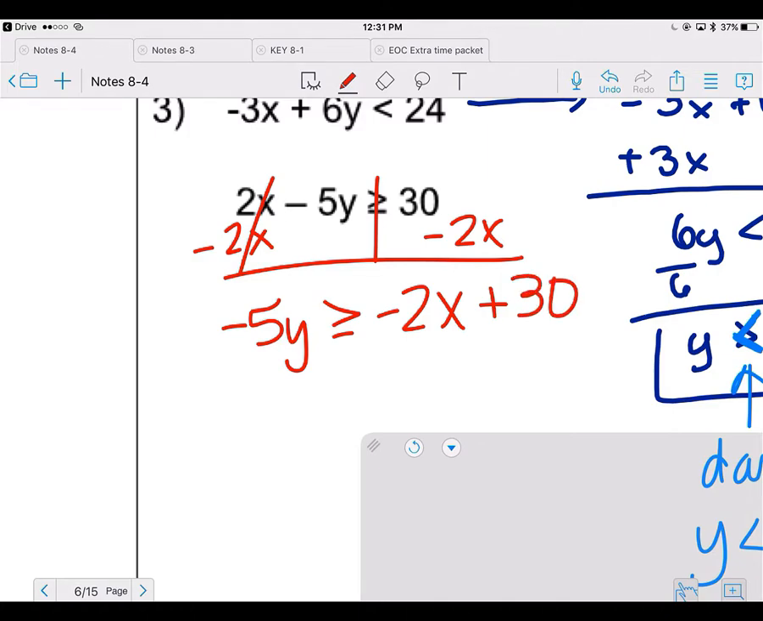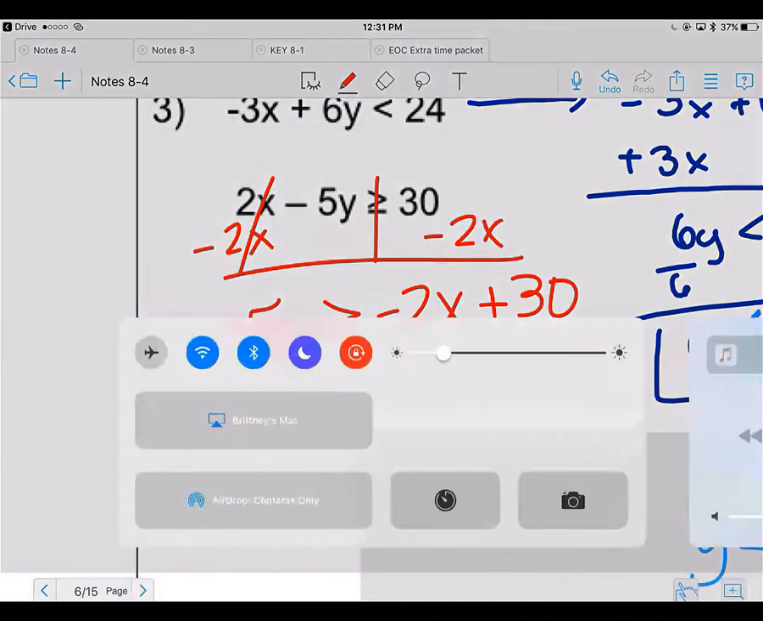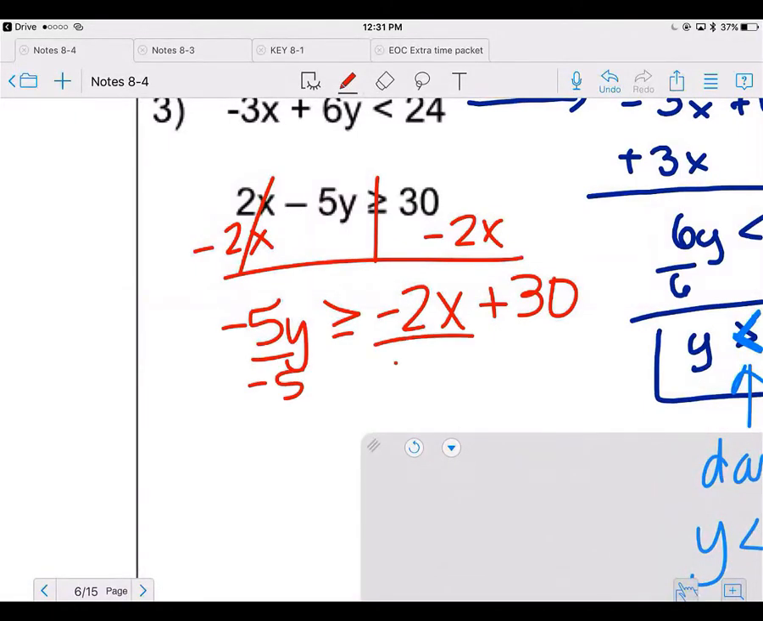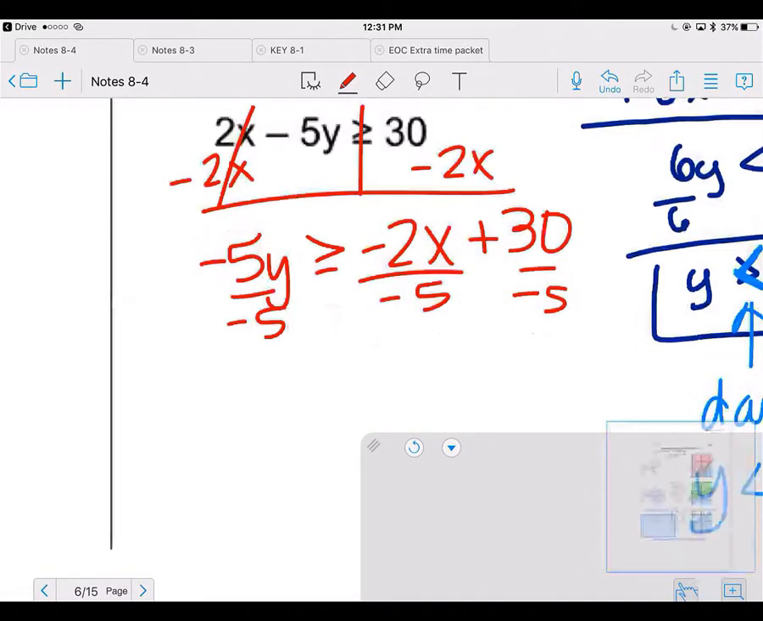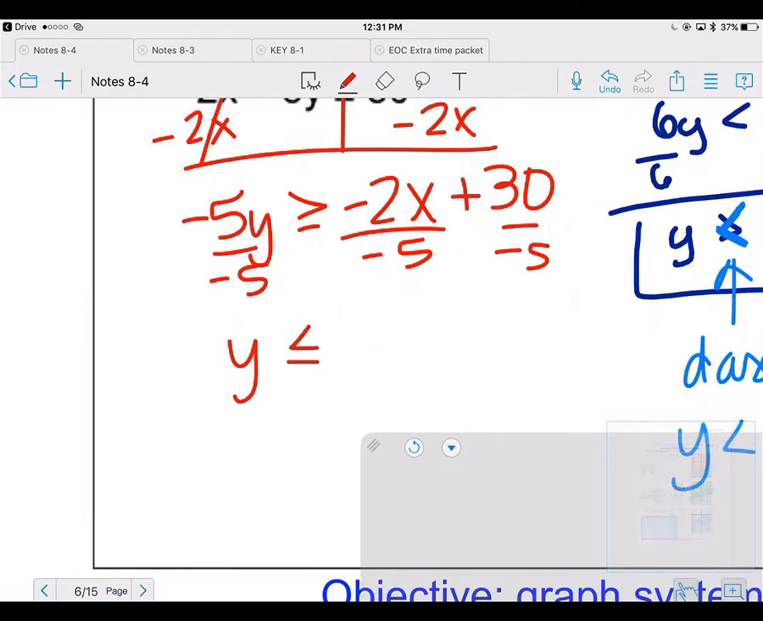Remember that a negative 2x and a positive 30 are not like terms, so I simply rewrite them. And then from here, I'm going to divide by a negative 5. Now this one, because I divided by a negative 5, would flip my sign. 2 divided by 5 will stay 2 divided by 5 because you can't simplify that anymore. And then 30 divided by negative 5 is a negative 6.